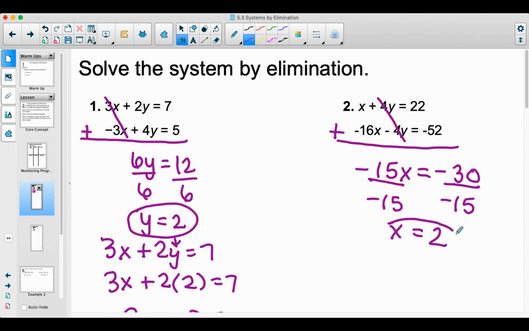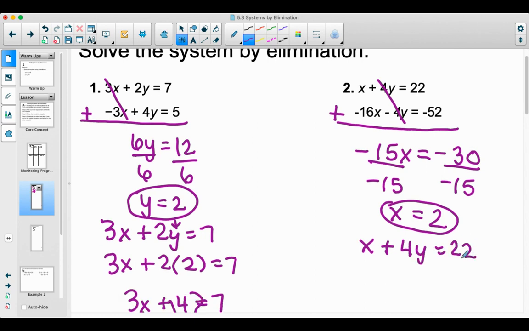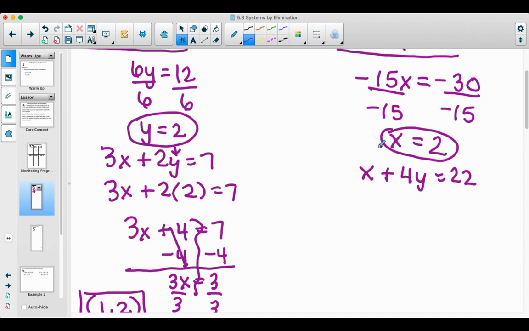And now that I know x is 2, I can pick one of my equations. I'm going to pick the top one because it doesn't have any negatives. So it says x plus 4y equals 22. And so what we want to do is take this x and plug it in for x. So this would say 2 plus 4y equals 22.